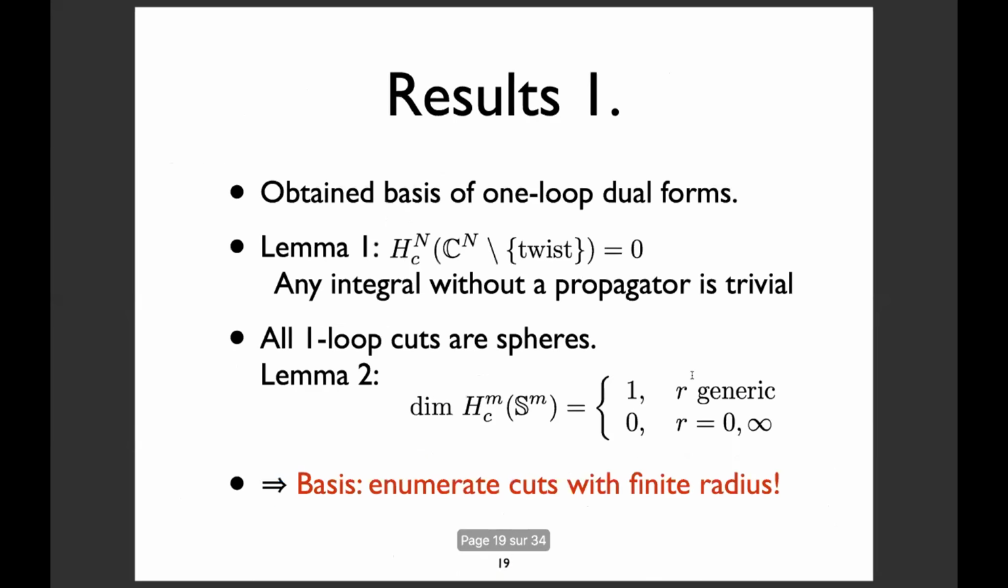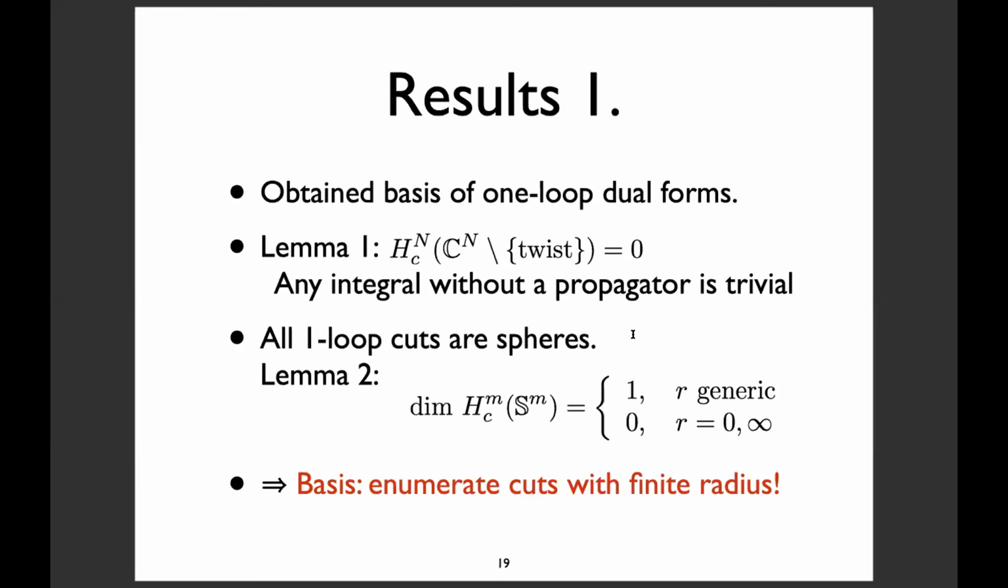And in fact, it's easy to see that if you don't have any cut and you just write down a polynomial, then you get 0. Everything is a total derivative. So an integral without the propagator is trivial. Because this term vanishes, everything is going to live on cuts. So in one line, you've basically proved why on-shell appears: if you leave everything off shell, this cohomology is 0. All of these dual forms are going to live on cuts, just because of that result.